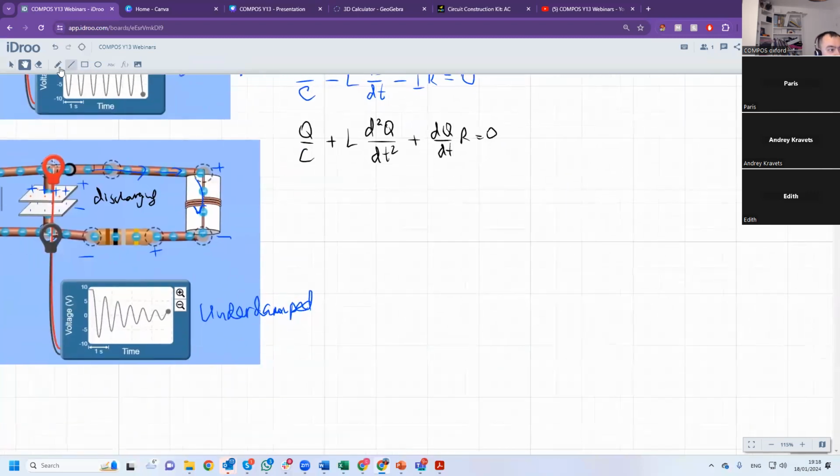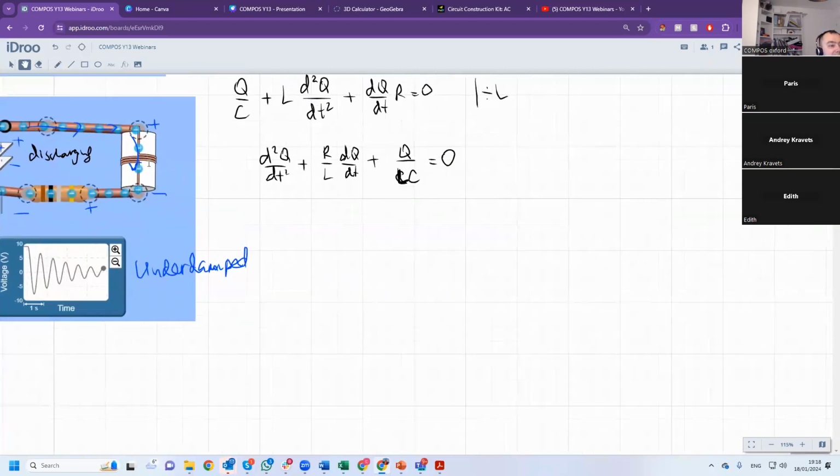So overall, we have an equation. Let's divide by L. We get d squared Q over dt squared plus R over L dQ/dt plus Q over LC equals 0.